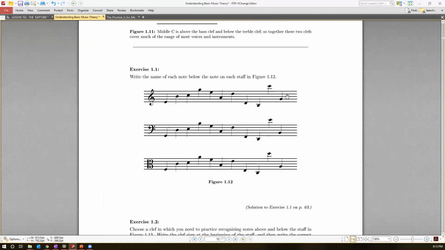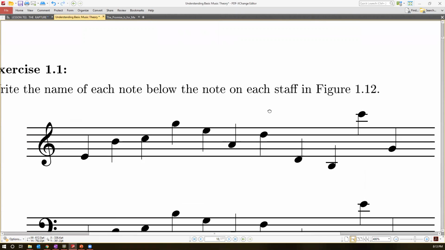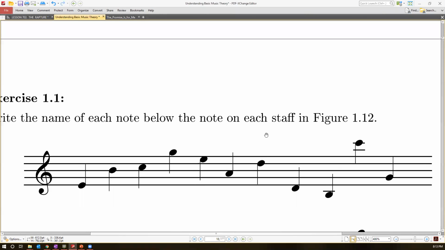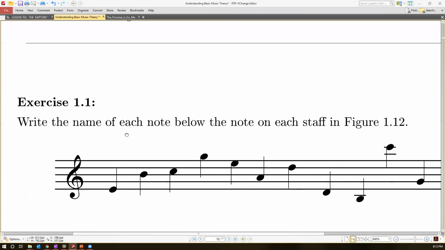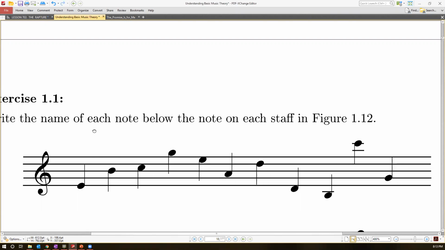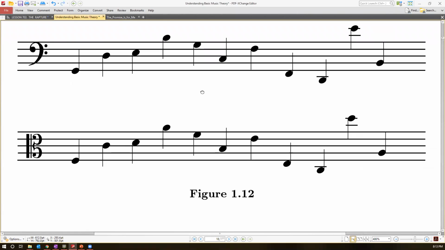All right, we have 45 minutes and we're going to go through exercises. All right, so exercise number 1.1. Are we ready? Okay. So write the name of each note below the note on each staff in figure 1.12. Okay. That is figure 1.12.